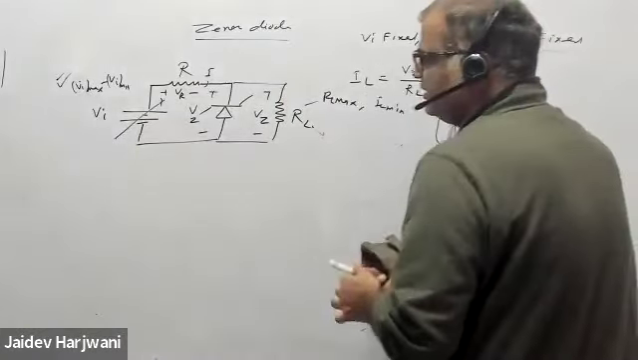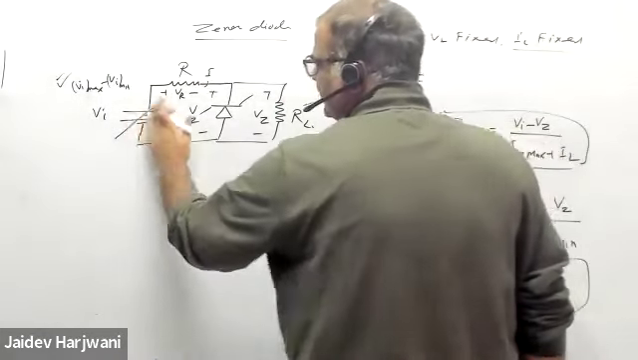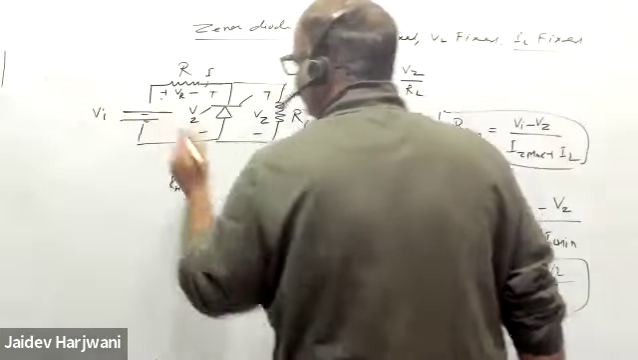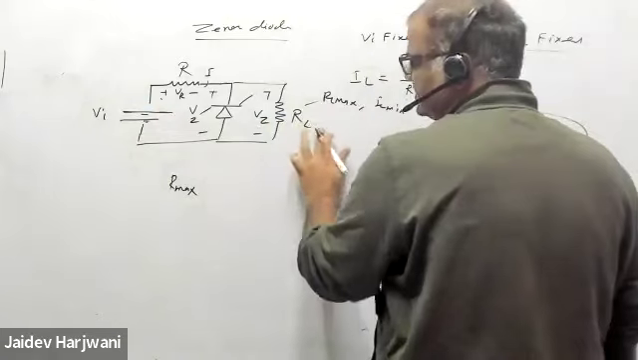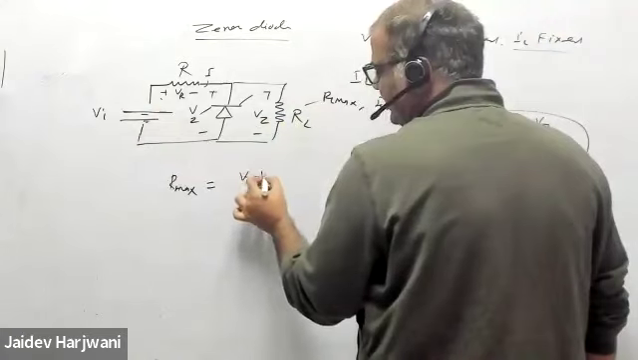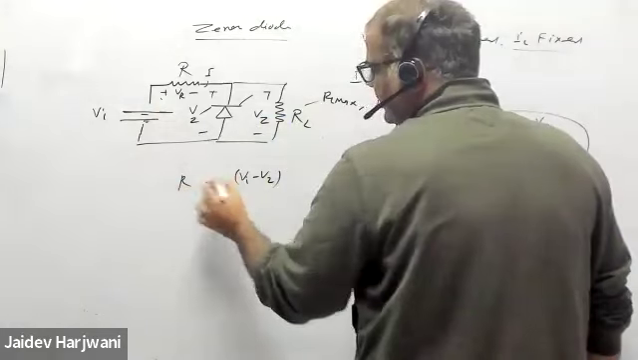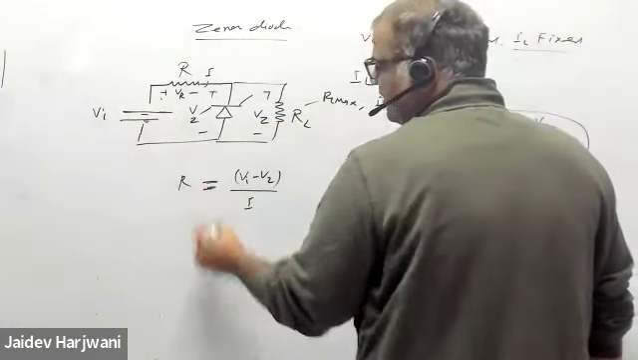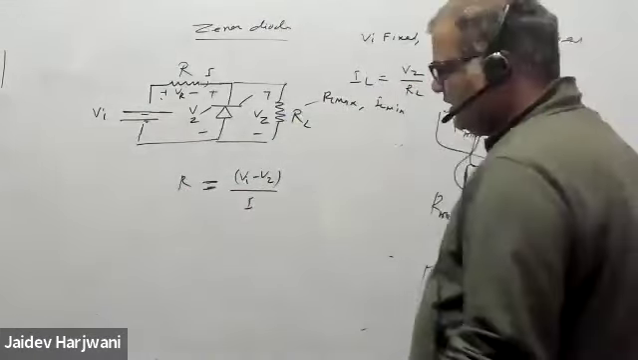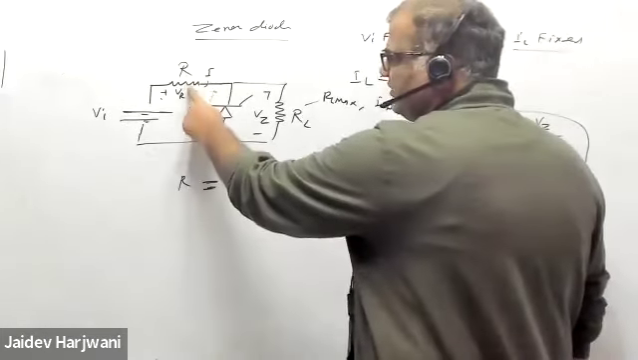Similarly, what is R max? Suppose this VI is fixed and this RL is fixed. So R max will be, (Vi minus Vz) gives the current I through R. Now what will happen if I increase this R? This I will decrease. Keep on increasing this one, this I will keep on decreasing.